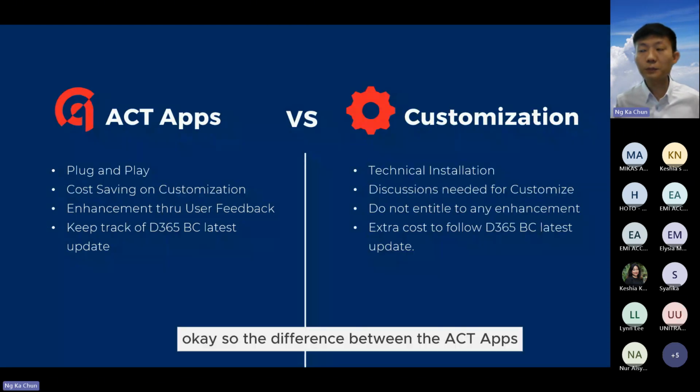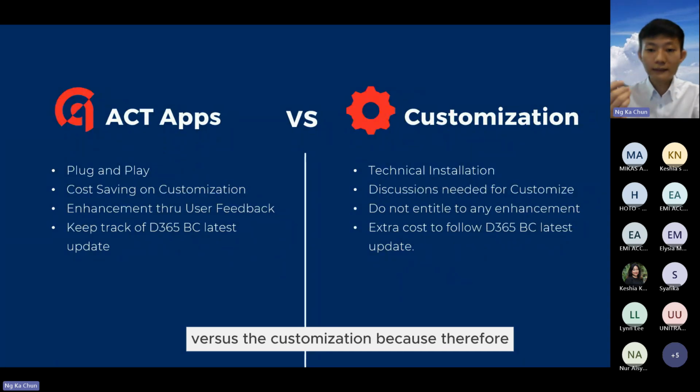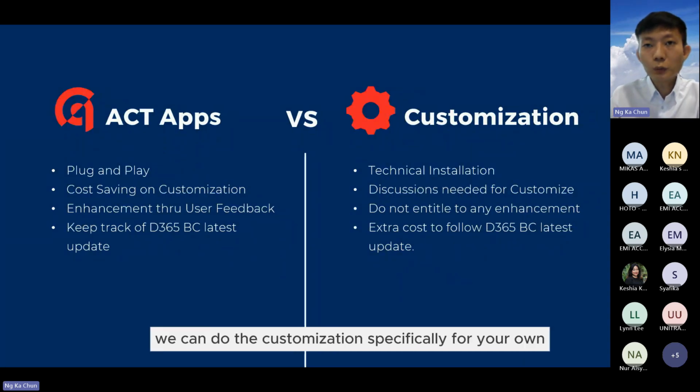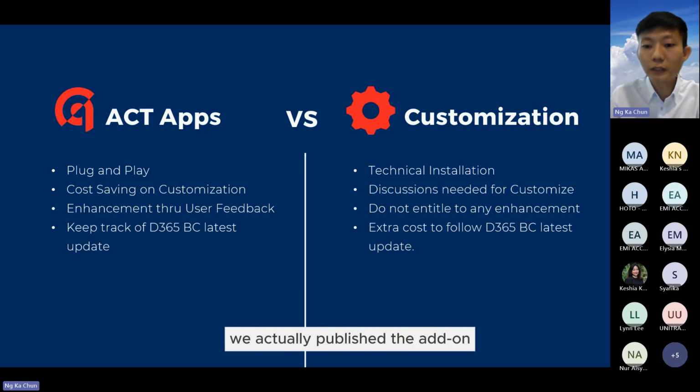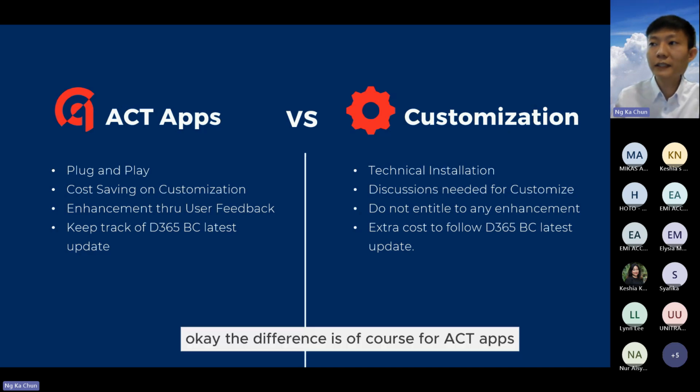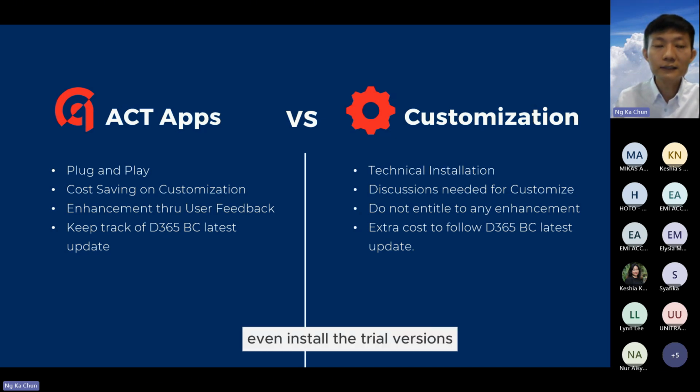So the difference between the ACT apps versus the customization is that, for our CRT customers, you know that we can do the customization specifically for your company itself, whereas for ACT apps, we build them for general use, meaning for the public, and we publish the add-on into the Microsoft Marketplace. Okay, the difference is that ACT apps are normally plug and play, especially for BC cloud companies. You can even install the trial versions directly through the Microsoft Marketplace.